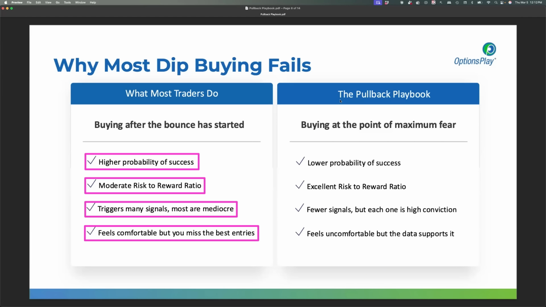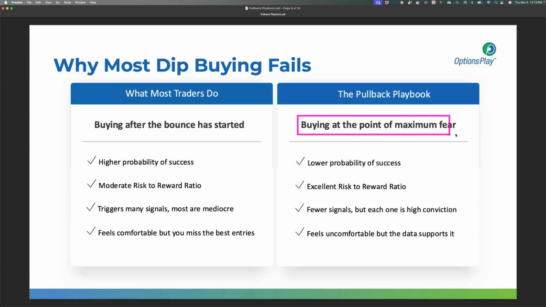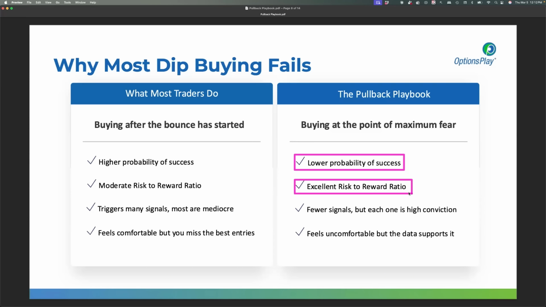Versus if you look at when we backtest the strategy and try to understand when is the best time to be buying pullbacks, what you want to do is try to identify the point of maximum fear, meaning you want to be buying when everyone else is selling and no one else is buying. And that's a hard thing to do, but I'll show you some of the steps for how to try to identify that because that will give you, generally speaking, a lower probability of success, but a very strong risk to reward ratio. You'll have far fewer signals.